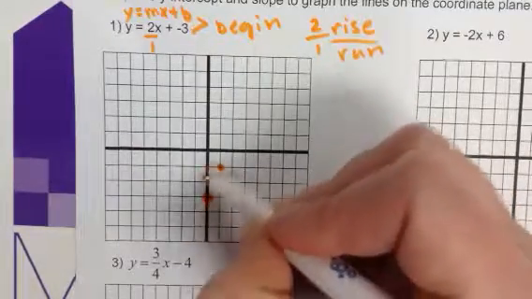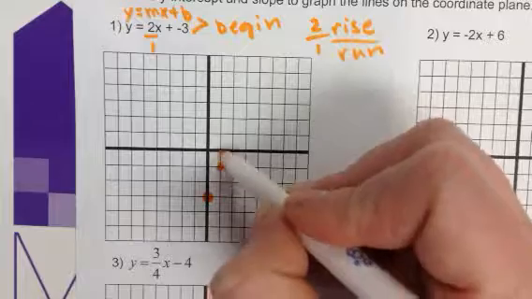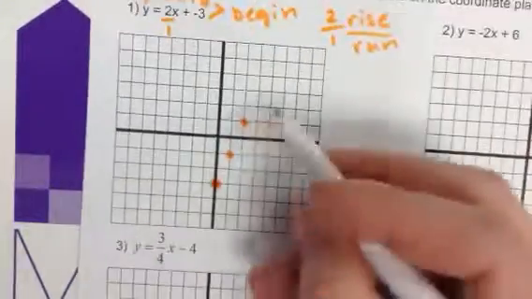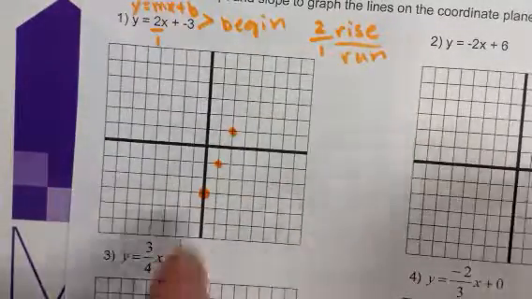But I'm going to not just do it once, I'm going to do it 2 times. Rise 1, 2, and run 1. That way you have these 3 points.